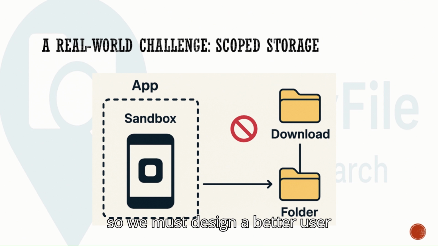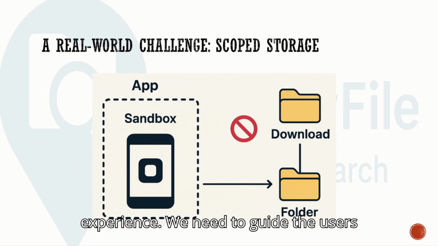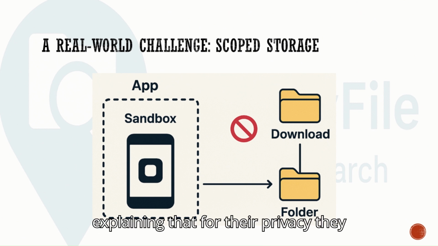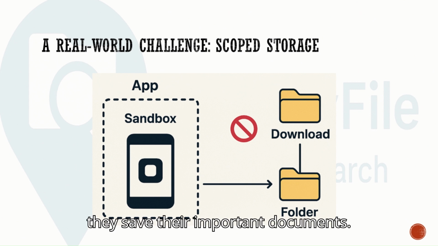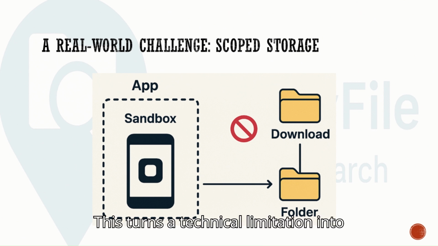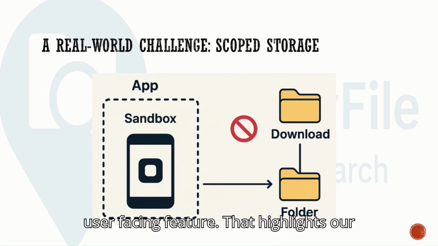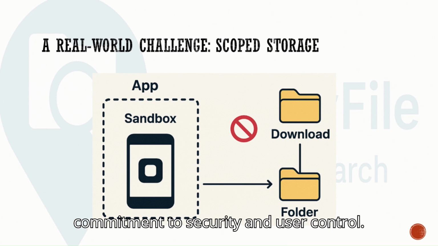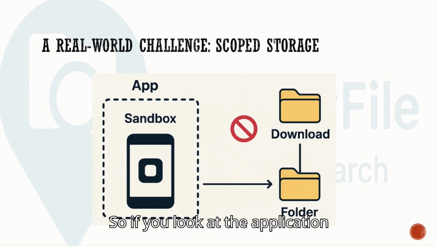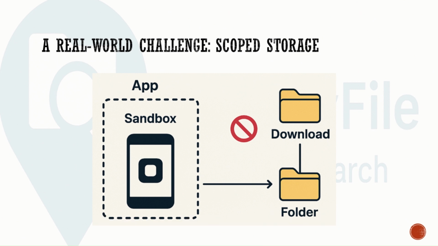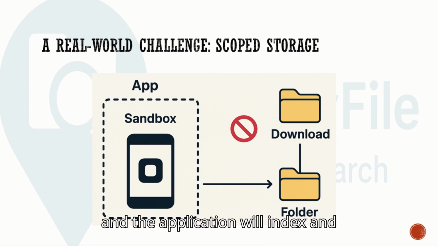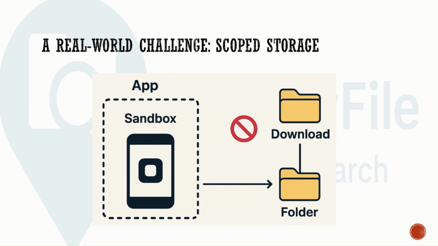We cannot change the rule, so we must design a better user experience. We need to guide the users, explaining that for their privacy, they should select specific subfolders where they save their important documents. This turns a technical limitation into a user-facing feature that highlights our commitment to security and user control. So if you look at the application itself, it gives you an option to select the folders, and the application will index and look through the files only in the selected folders.